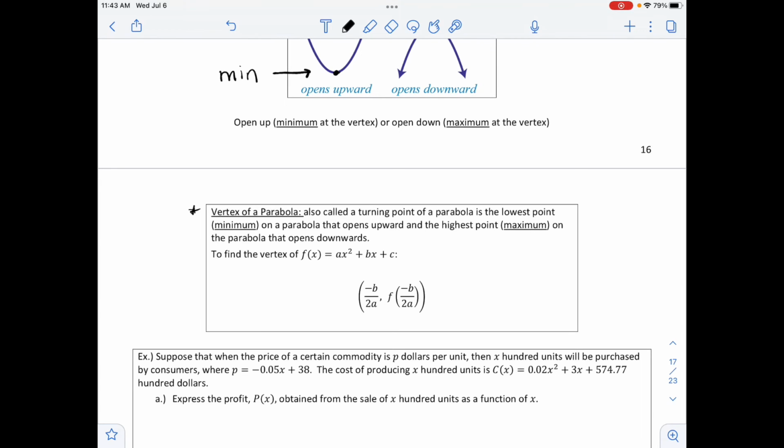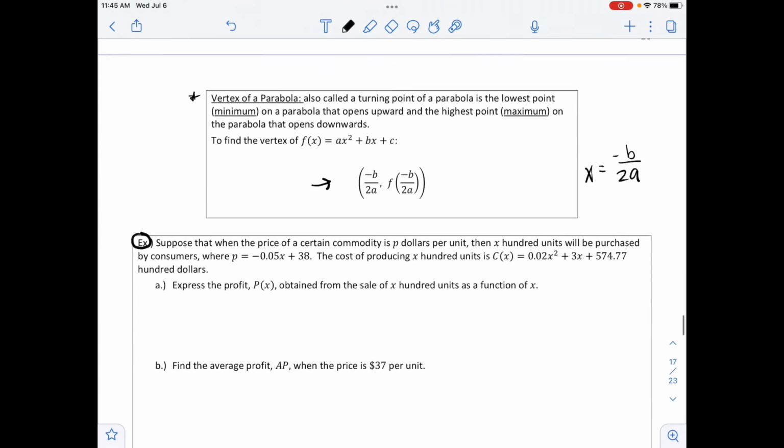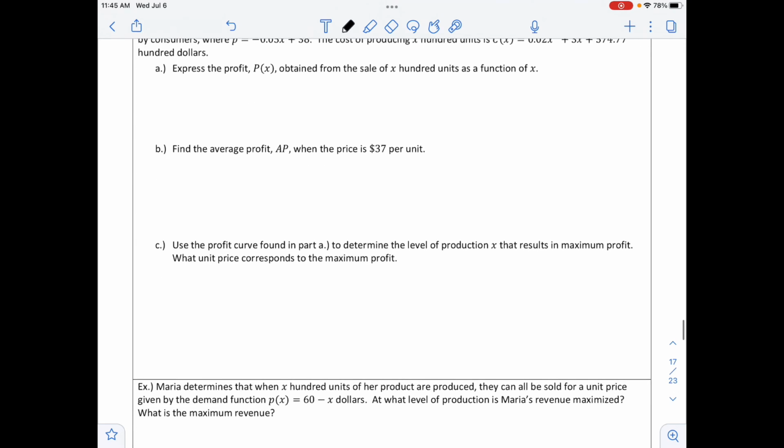To find the vertex of f(x) = ax² + bx + c, we have a little formula here in order to find our x value. It's just x is equal to -b over 2a. And then to find the y value that corresponds to that, we need to plug it back into our function. The example right below, I'm going to go ahead and circle, and we'll look at that one together in class.